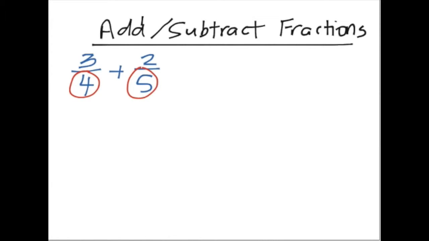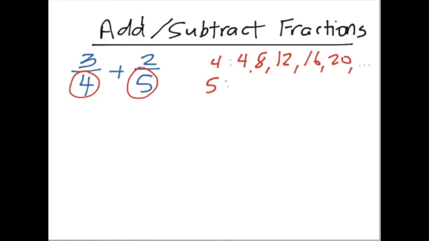Hello, in this video we're going to look at adding and subtracting fractions as well as multiplying and dividing. Now we're going to start with the following example, 3/4 plus 2/5. Now you'll notice that the denominators are not the same. They're 4 and 5, and we want to get those to be the same number. We want to essentially find a common denominator.